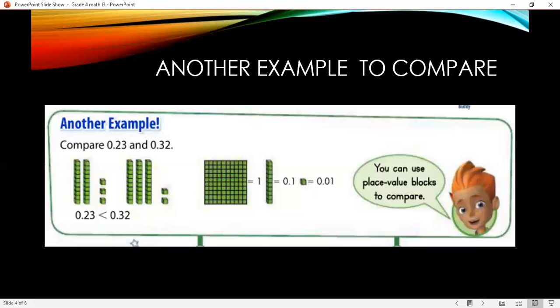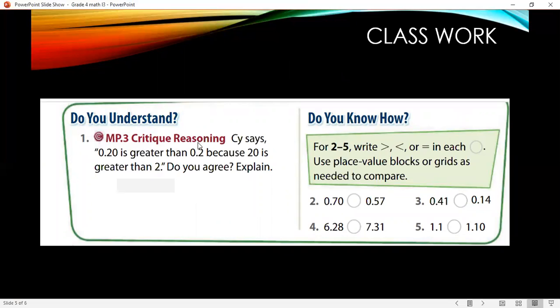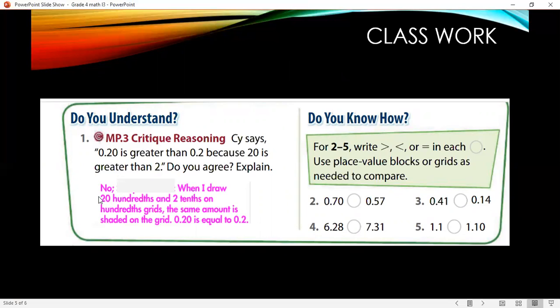Just to go back to our hundredths place. When we have a grid like this, we can color in 10, 20, which represents the same as 0.2 and 0.20. So we do not agree with him. Why? When I draw 20 hundredths and 2 tenths on the hundredths grid, the same amount is shaded on the grid. So 0.2 is equal to 0.20.